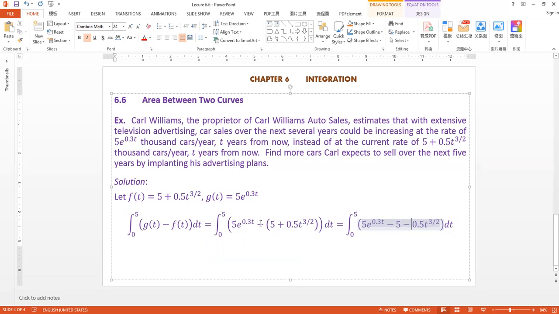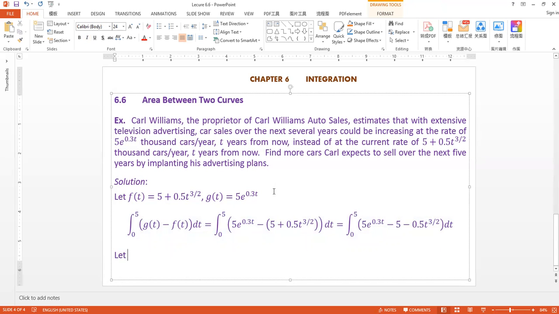Okay, so I just distribute the negative sign in the second term in the integrand. So now, we just need to integrate each term by term. One of the things we have to do is use integration by substitution for the first term. Okay, so let's just do it step by step.